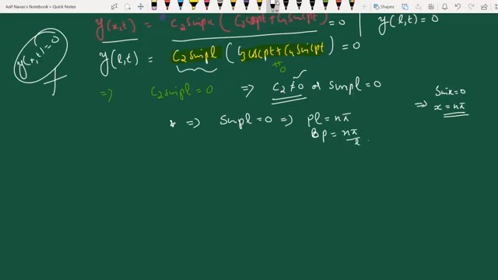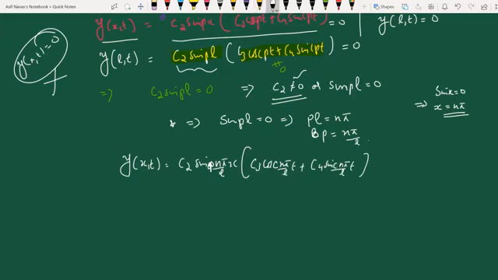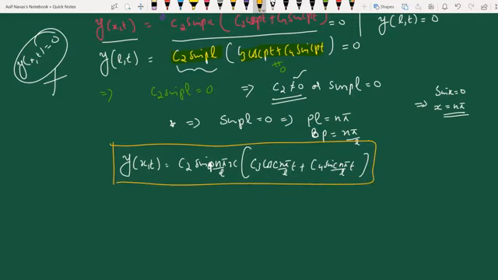Now, we will rewrite y of x, t, replacing p, as c2 sin(n pi by L x) into (c3 cos(c n pi by L t) plus c4 sin(c n pi by L t)). So this is our new solution.